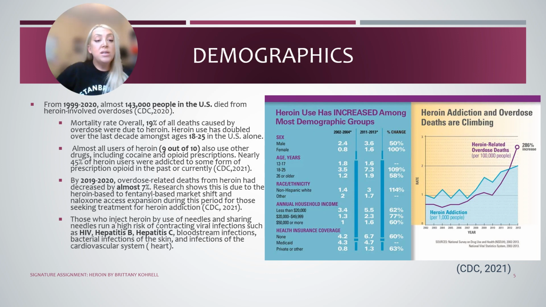By 2019 to 2020, overdose-related deaths from heroin had decreased by almost 7%. Now, it shows in the research that this is probably due to the fentanyl-based market shift and also naloxone access. This is a nasal spray that actually can help save someone's life. They do not need to physically inhale this when experiencing overdose. Somebody sprays it into their nostrils. The quicker that you use this, the more likely that it is going to help save their life in the event of an overdose.